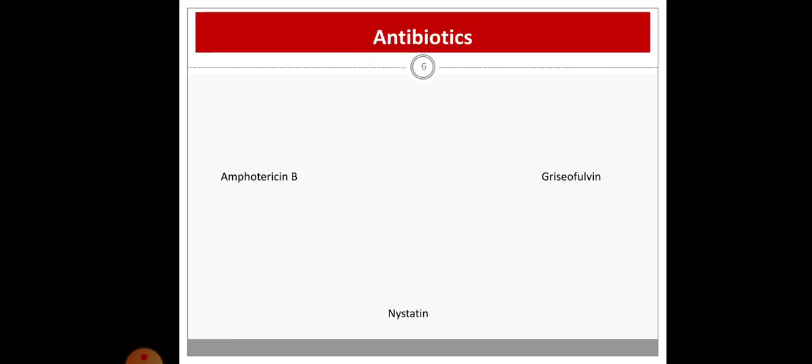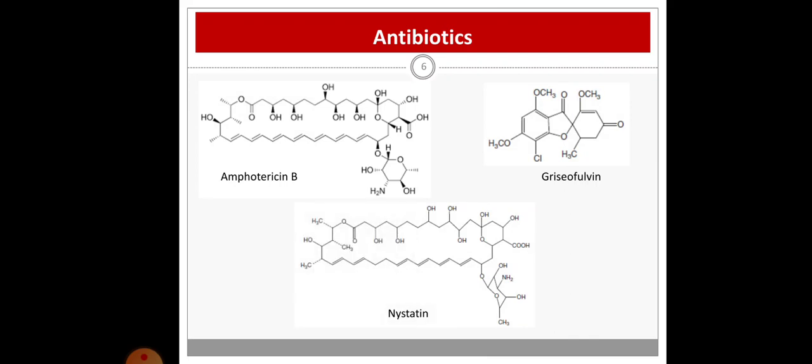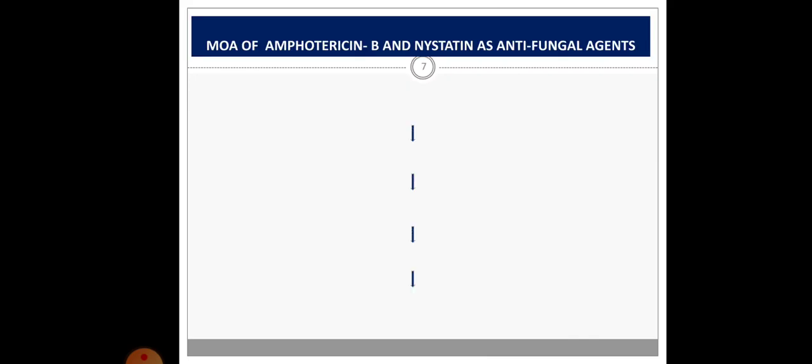Coming to the first class, antibiotics. Examples include amphotericin-B, GRISEOFULVIN, NYSTATIN. This is the structure for amphotericin-B. This is the structure for GRISEOFULVIN, and this is the structure for NYSTATIN. Now we will see the mechanism of action of amphotericin-B and NYSTATIN as antifungal agents. These two drugs are polyene antibiotics.